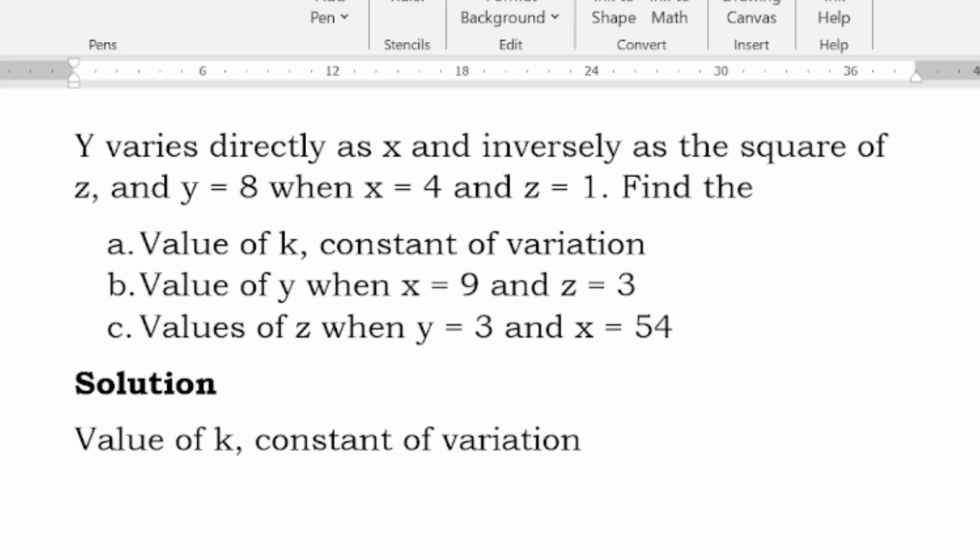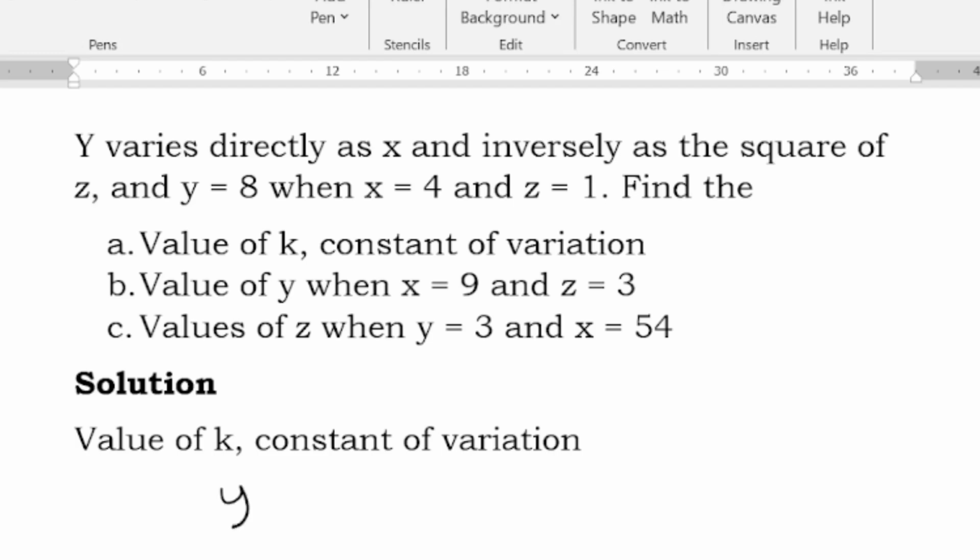y varies directly as x and inversely as the square of z. And y is equal to 8 when x is equal to 4 and z is equal to 1. Find the value of the constant. So let's start with the value of the constant here. Now, before we go to the value of the constant, let's connect this.